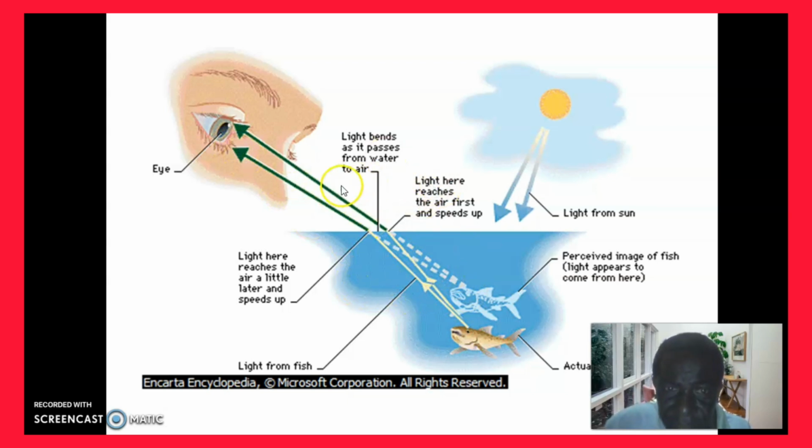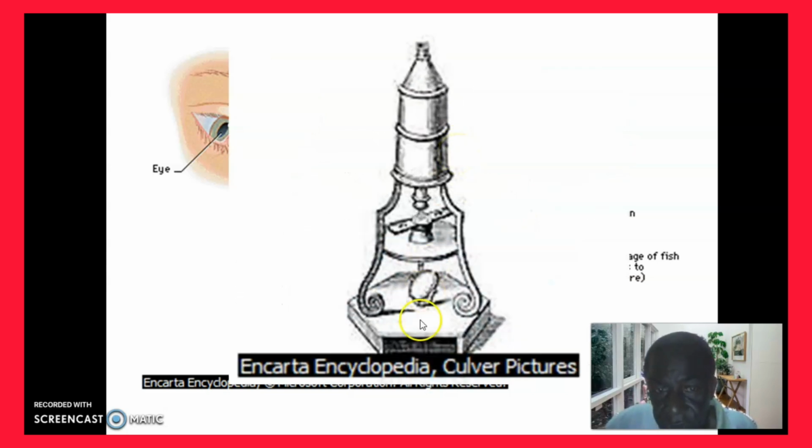The water medium is different from the air medium. So light here reaches the air a little later and speeds up, because light, this frequency is what we've mentioned about, is in the speed of that wavelength. So you can then see bending, and that is what is used in the first idea of the compound microscope. This is it.